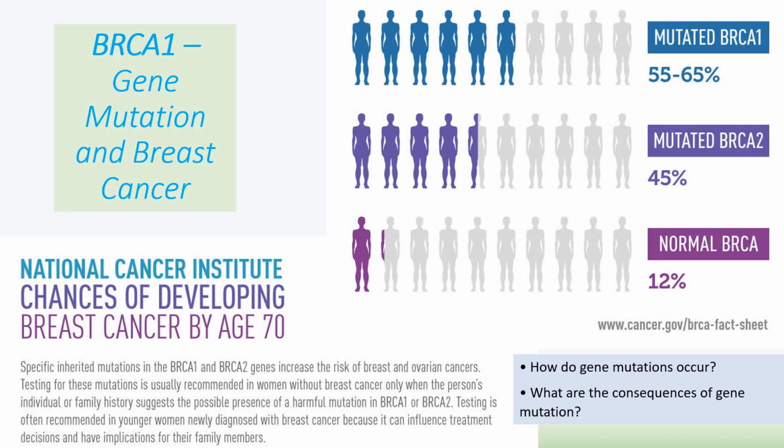One example of a gene mutation which we are studying lots about is the BRCA gene, or BRCA1 gene, particularly, which is linked to breast cancer and also types of ovarian cancer. Basically, it affects your chances of developing breast cancer. So if you see here, specific inherited mutations increase the risk of breast cancers and ovarian cancers.